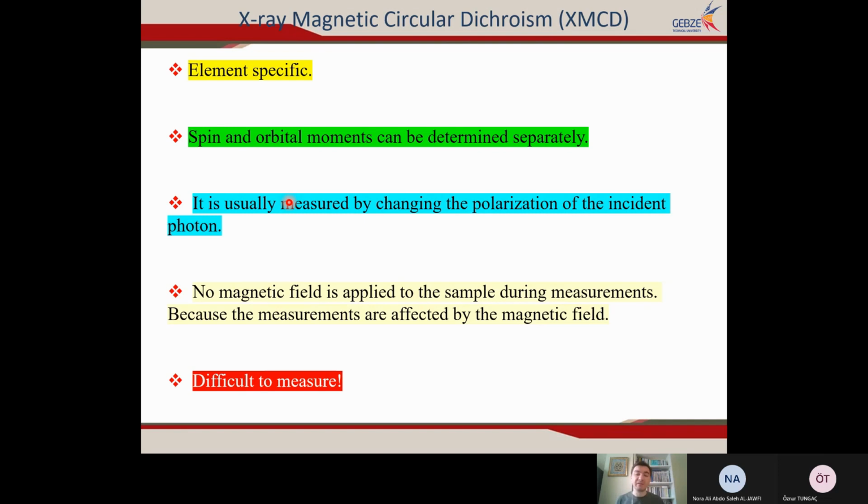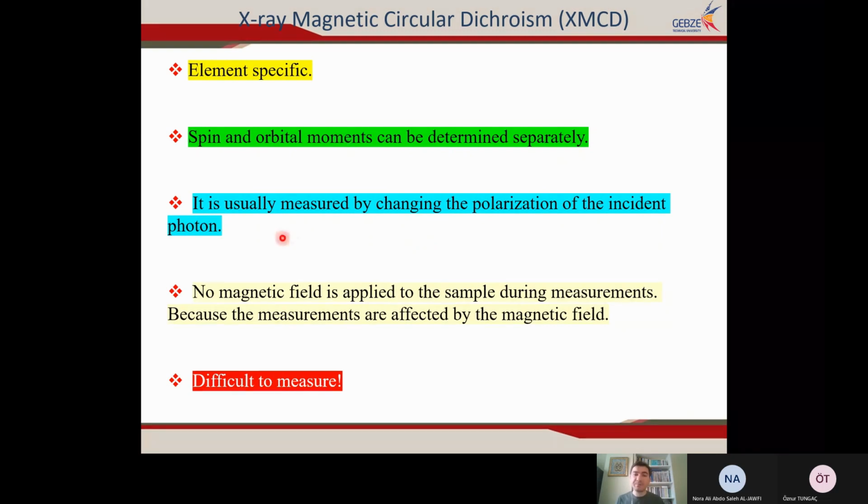So in magnetic materials, especially in ferromagnetic materials, what I mean iron, cobalt, nickel, for example, the magnetization of the system, magnetization of the atom, magnetization of the material mainly comes from the spin contribution, okay? Orbital contribution to the magnetization is usually neglected in ferromagnetic materials, but sometimes it is also important to know this information. So by using XMCD, you can separately determine spin and orbital magnetic moments of elements.